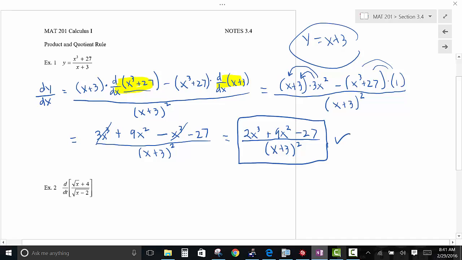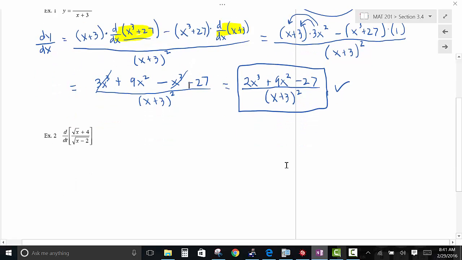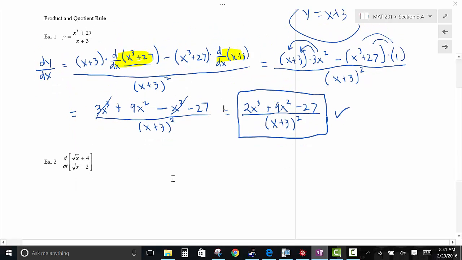You guys follow that reasonably well? If you know the derivative rules in your head, that doesn't have too bad of algebra involved, but sometimes you're going to get into that. So let's do this next one. Again, this is a prime example of the quotient rule because you have a quotient, a fraction, with a top and bottom.